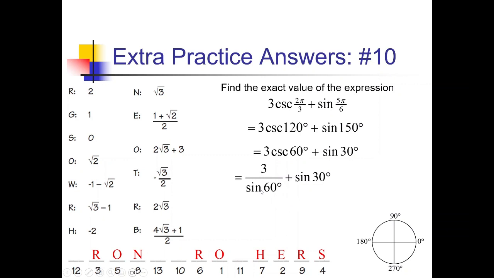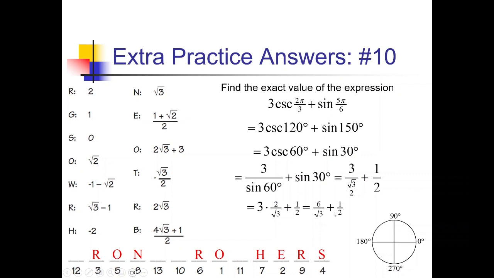And sine of 60 is going to be radical 3 over 2. So I have 3 over all that. That's going to be a little bit of a mess. And then sine of 30 is just 1/2, which isn't too horrible. I'm going to clean up this first fraction quite a bit before I do anything else. So let me multiply by the reciprocal. 3 times 2 over radical 3. So this is going to be 6 over radical 3 plus 1/2.